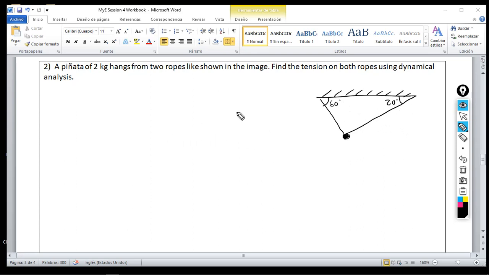Okay, what do we do next? We perform the dynamical analysis like we did before. So I'm gonna draw a Cartesian plane, and in this case, I'm gonna draw it over the diagram. I'm gonna draw it in here, like so. And I'm gonna draw all the forces acting on my particle. This is my particle. How many forces are acting on it? Let's see.